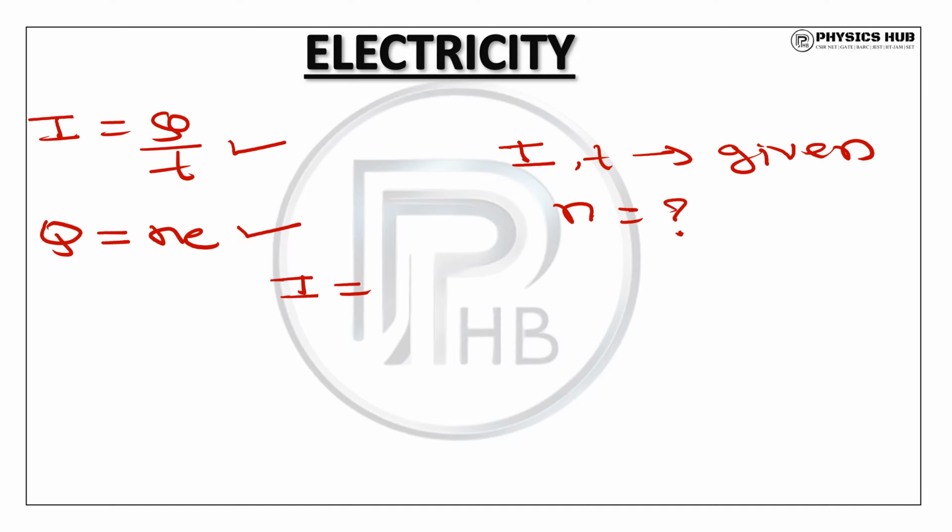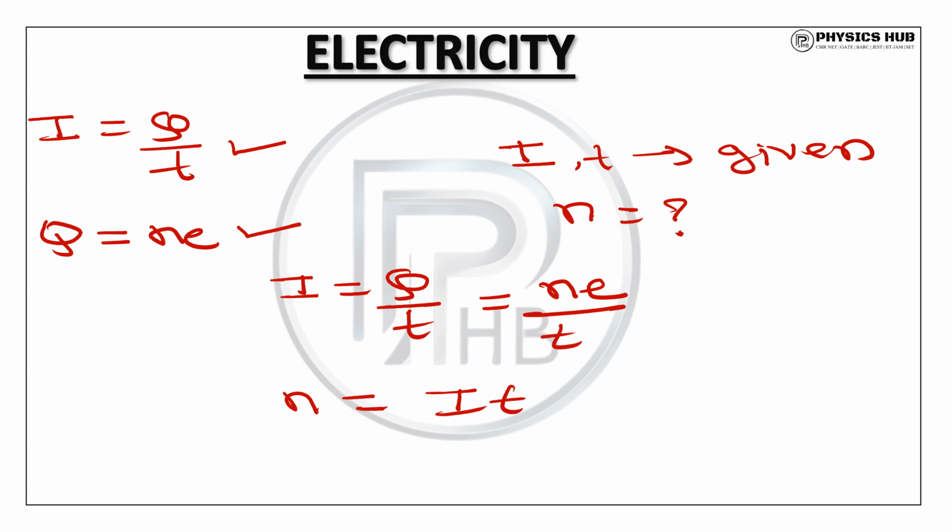That is I is equal to Q by T and Q is written as N into E divided by T. So what we need is the number of electrons. So N is equal to I into T divided by E. This is the formula to find the number of electrons.